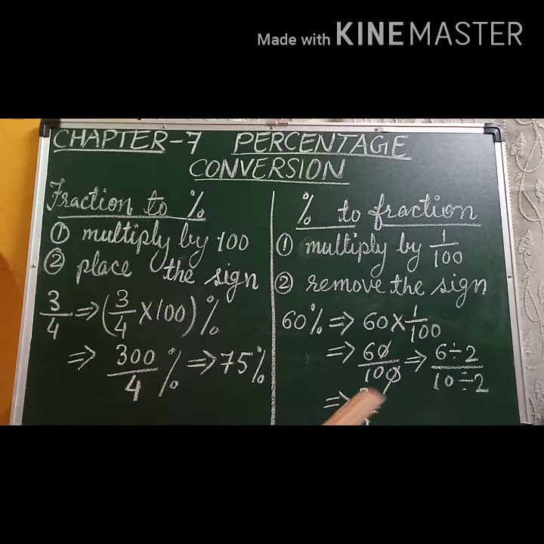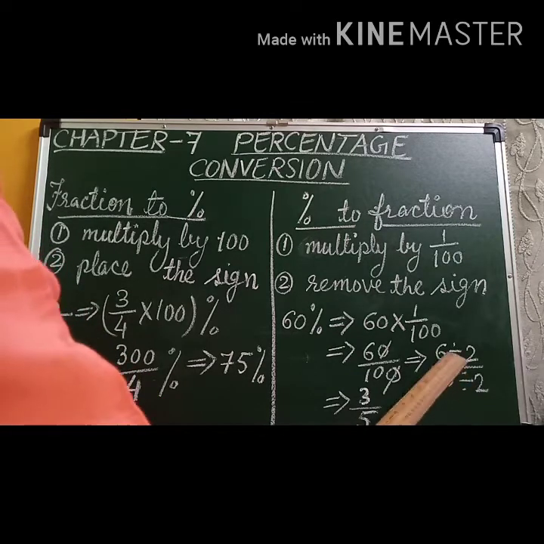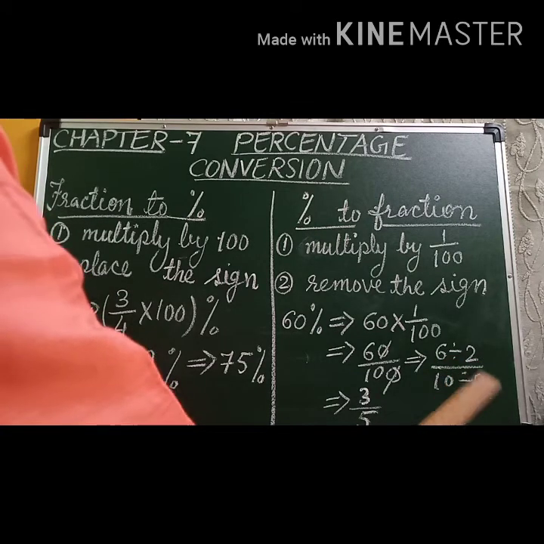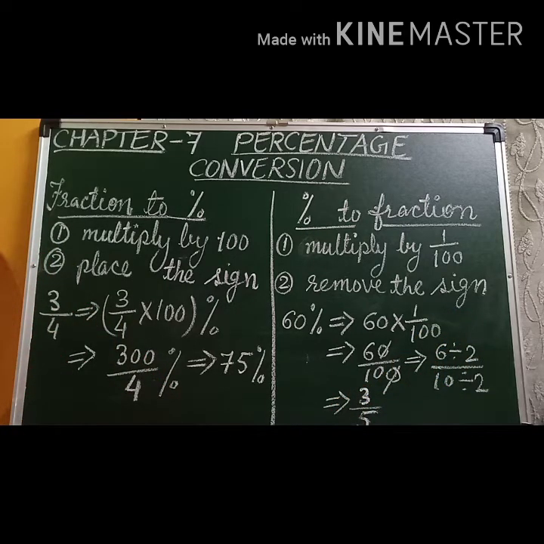So we have to divide 6/2 and 10/2, because 6 and 10 are multiples of 2, so they are divisible by 2. So when we solve 6/10, we will get 3/5 as fraction. So here percentage was given and we have converted by simplification 3/5 as a fraction.